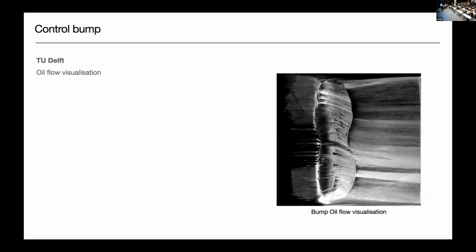So if we look at that a bit more closely, extracting that image and looking at a top-down view by correcting for perspective, these are the streamlines that we're looking at, and we can see that they are in fact remaining attached. There is some flow separation that occurs on the side of the bump, but overall we have this result that the bump pretty much eliminates the separation, which is quite exciting.